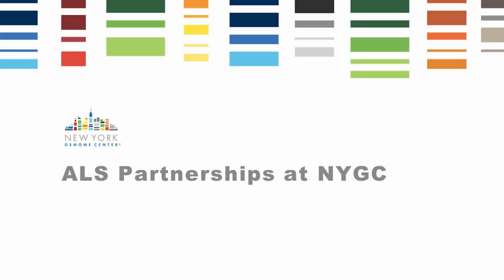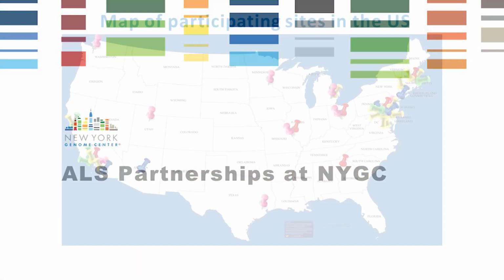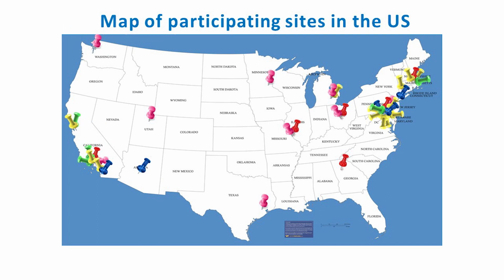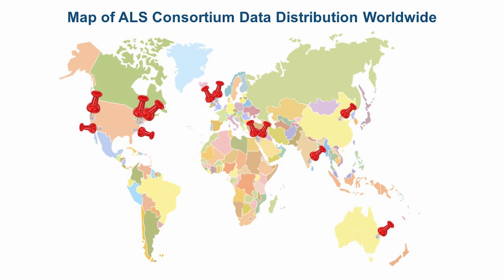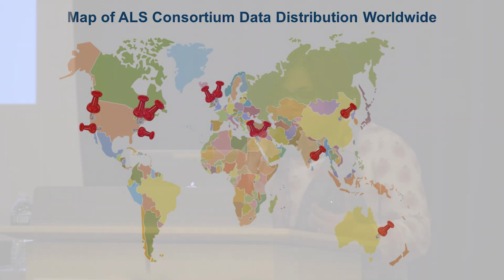So to give you an idea of the kinds of ALS partnerships we have at NYGC, here are all the sites in the United States from whom we receive samples and data. These partnerships extend worldwide. There are currently 30 partners in 5 different countries.